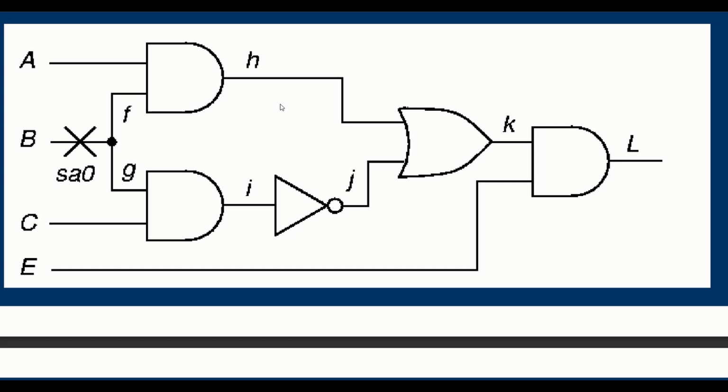Okay, so this time we'll take a look at detection of faults using the path sensitization method. Now, here you will probably be asked to find the test vector which will detect that B is stuck at 0. Okay, so when you take a look at the diagram, it's clearly indicated that B is stuck at 0.